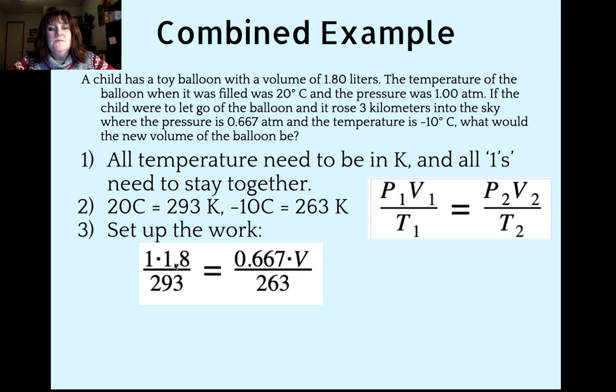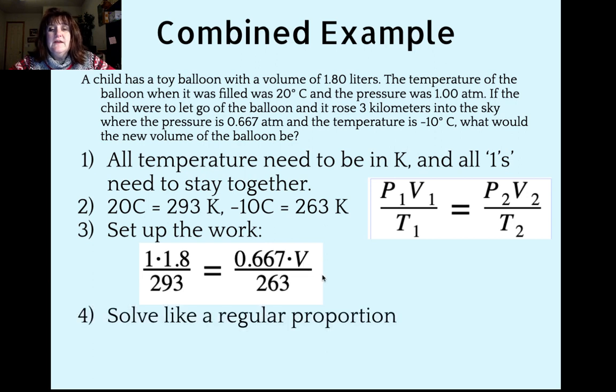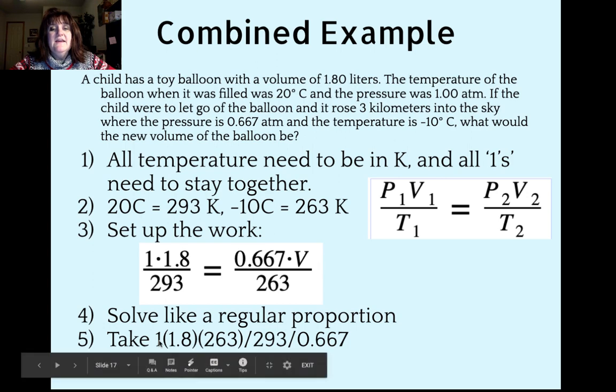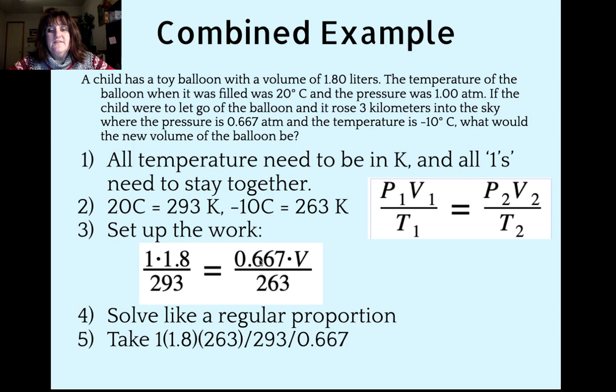So your first volume is 1.8, your first temperature is 293, and your first pressure is 1. Then, afterwards, after the release, the new pressure is 0.667, the new temperature is 263, and we do not know the new volume. So you're going to solve like a regular proportion and take 1 times 1.8 times 263, multiply diagonal, then divide by 293 and 0.667, and you should get an answer of 2.4 liters.